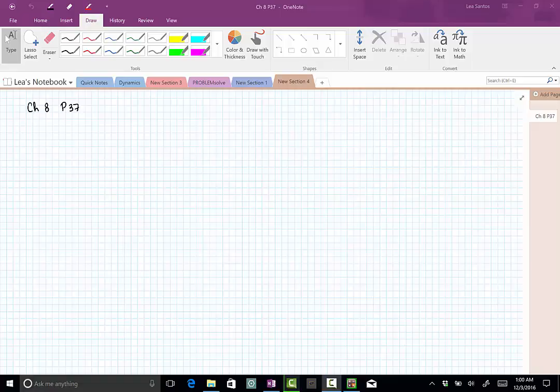This is problem 37 of chapter 8 of Giancoli 6th edition. So we have a rotor rotating at a certain initial frequency. This initial frequency is given to us. It's actually given in RPM, so a good idea is to change the units to revolutions per second. It's shut off and is eventually brought uniformly to rest by a frictional torque.